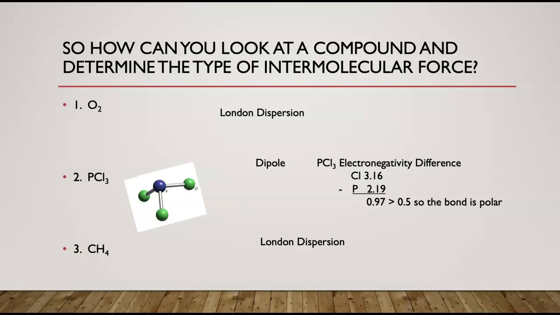Hopefully for CH4, you were also thinking this is a tetrahedral molecule, not much difference in electronegativity, and London dispersion would be your only intermolecular force. So if we were going to look at what's going to evaporate easier, oxygen and carbon tetrahydride would evaporate more quickly than something like phosphorus trichloride.